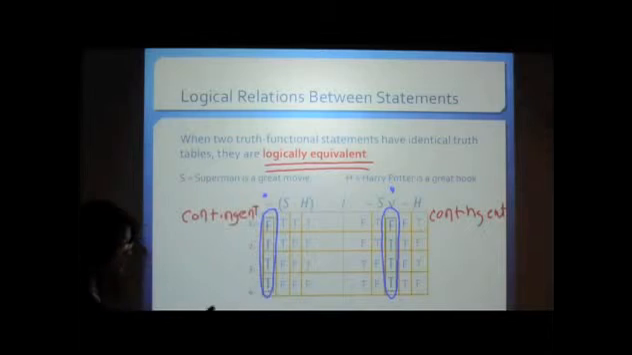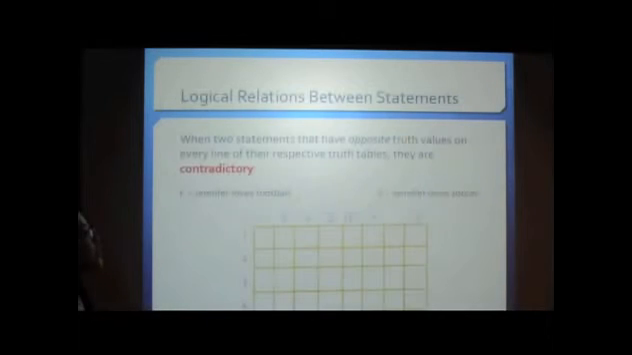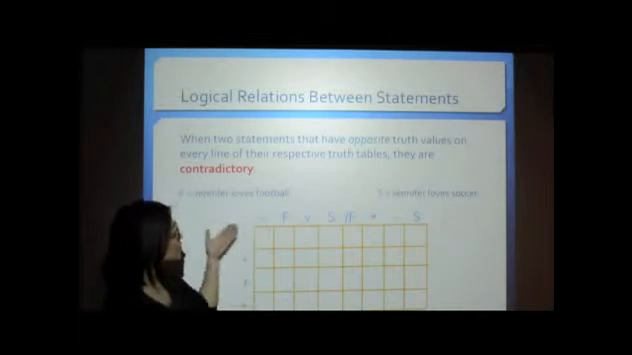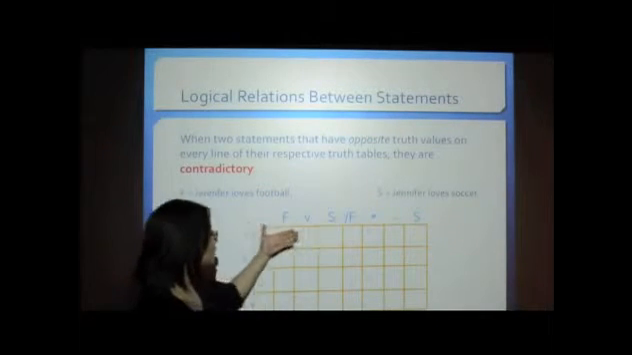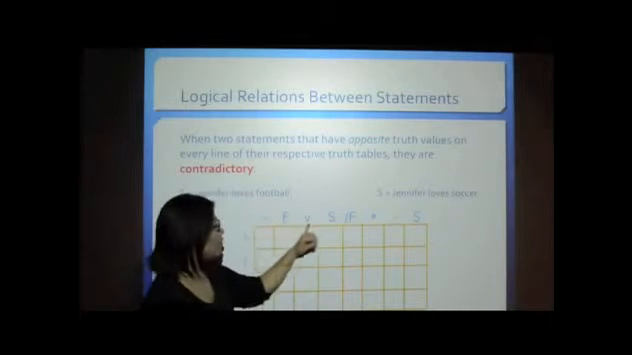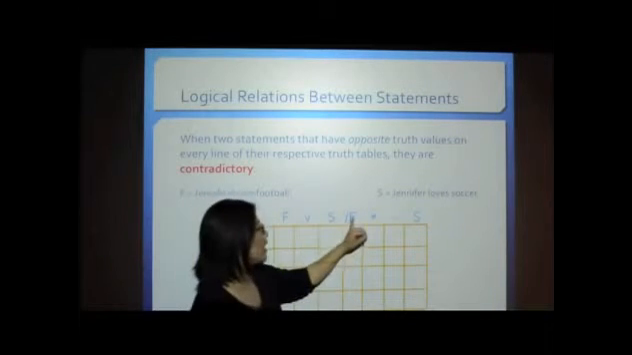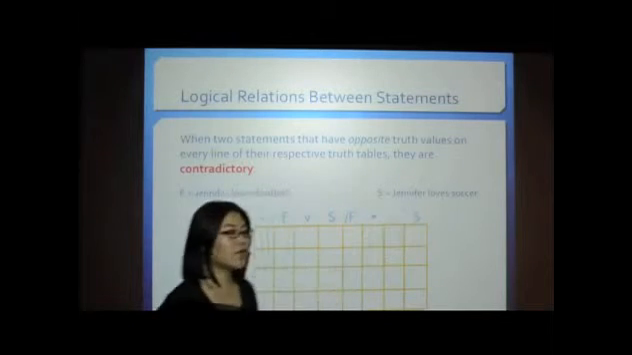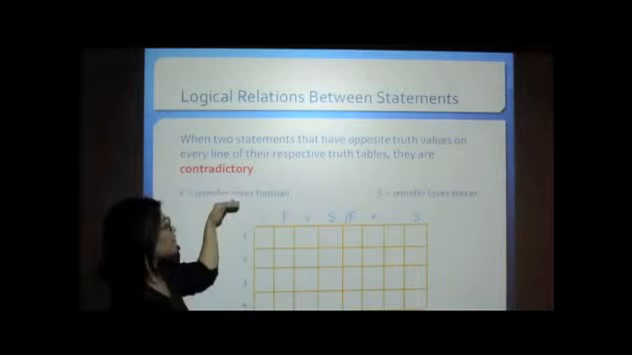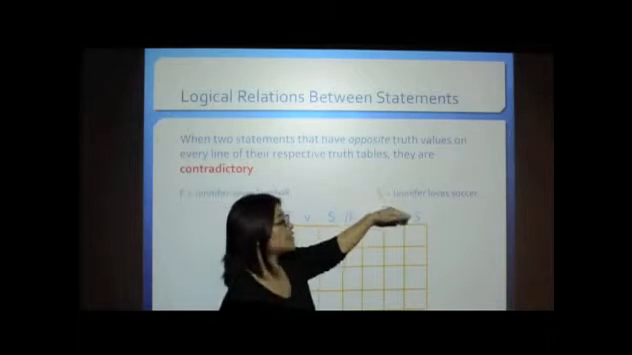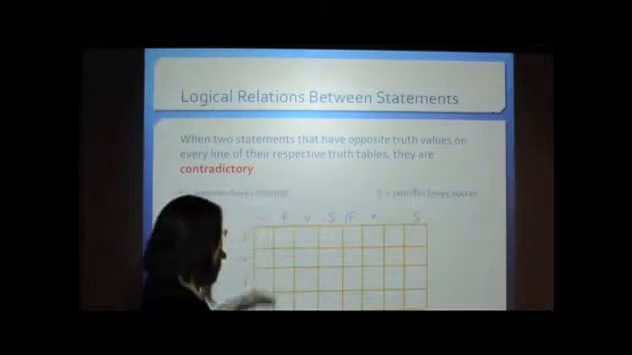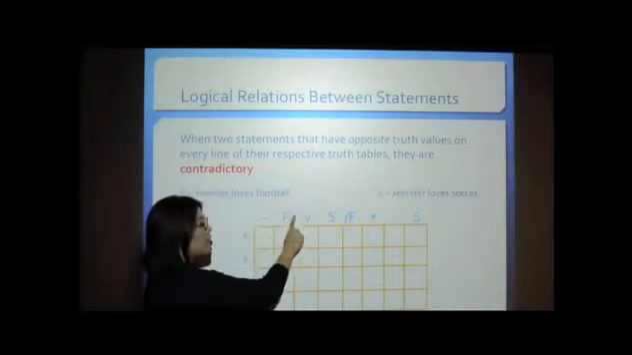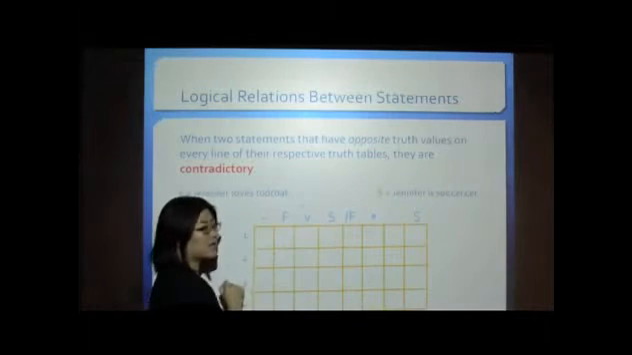Okay, moving on. Another relationship is that of contradictory. So let's compare these two statements here. You have this statement, tilde F wedge S, and then the other statement is F dot tilde S. F stands for Jennifer loves football, and S stands for Jennifer loves soccer. So this statement here is saying it's not the case that Jennifer loves football or Jennifer loves soccer, okay?